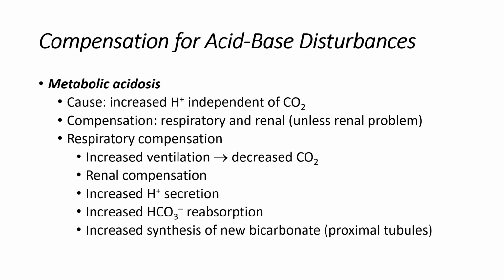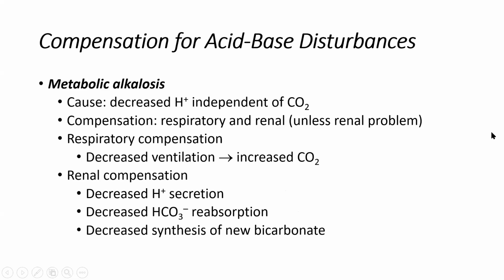So the compensation here needs to be in the lungs, okay? The lungs, and unless there's a kidney problem, the kidneys can chip in as well. So respiratory compensation is going to be increased ventilation, right? So that's going to help to blow off more CO2 and decrease the plasma acidity. The compensation in the kidneys is going to be increased acid secretion, increased bicarb reabsorption, and then increasing the synthesis of new bicarbonate in the proximal tubule.